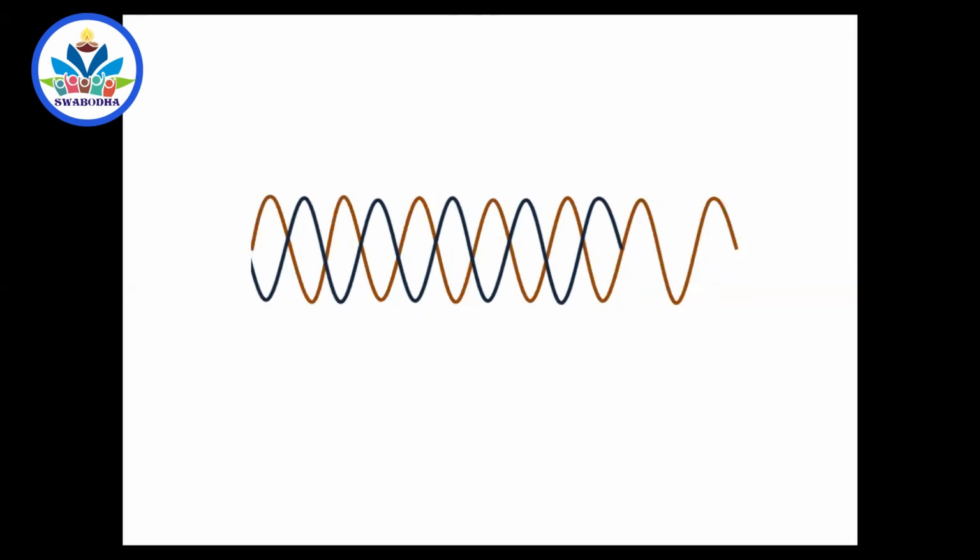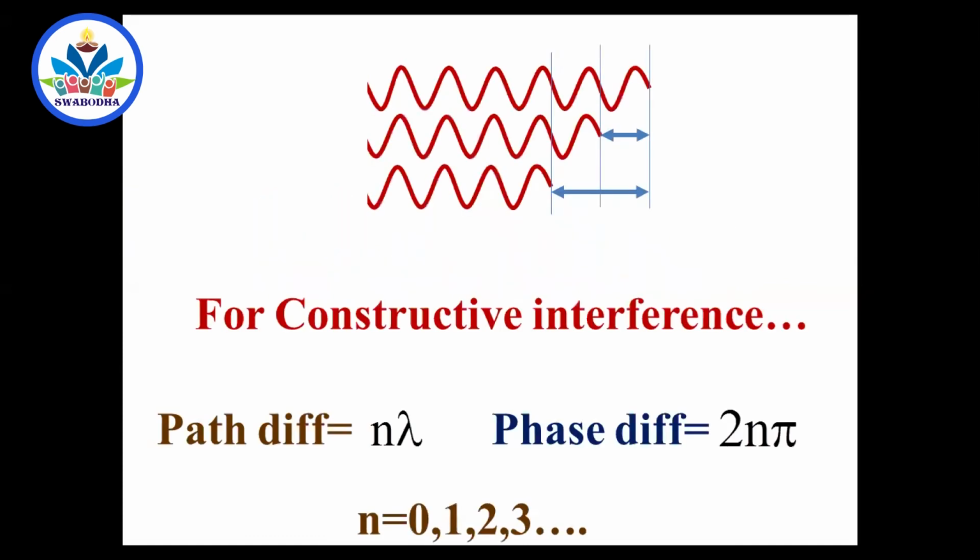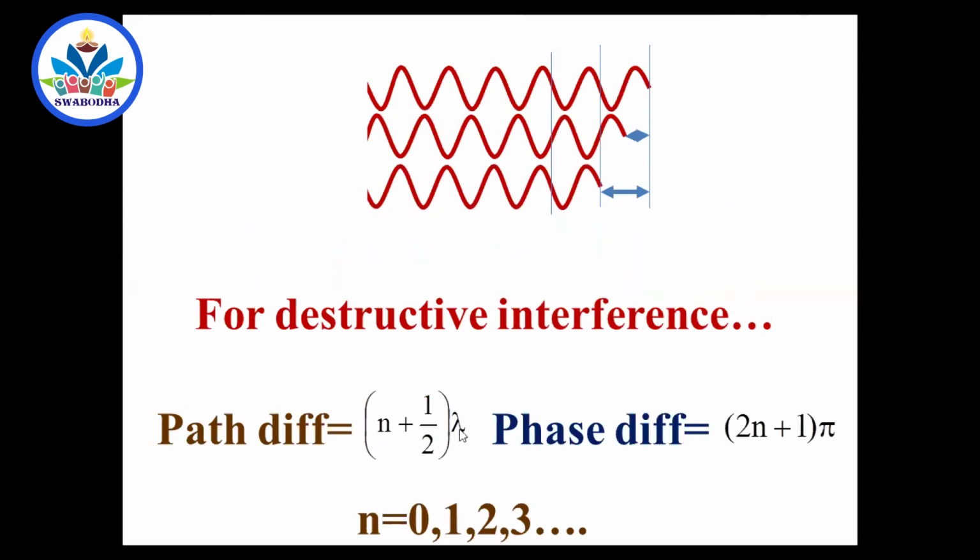Next one, which I have not shown here, is 5 pi, right? So here, n equal 0, half lambda. N equal 1, 3 lambda by 2, 1.5 lambda. N equal 2, 5 lambda by 2, 2.5 lambda. Phase, odd pi's. N equal 0, 1 pi. N equal 1, 3 pi. N equal 2, 5 pi. So that is how it goes.